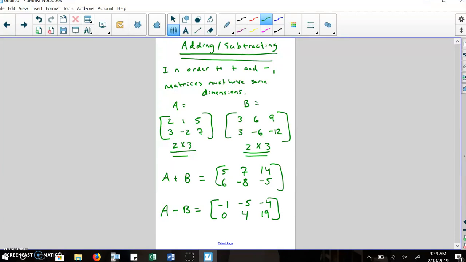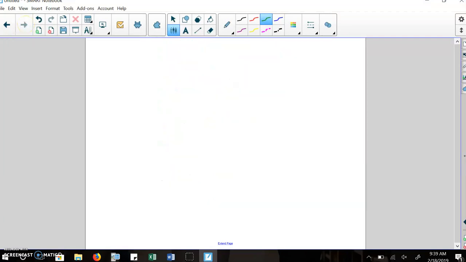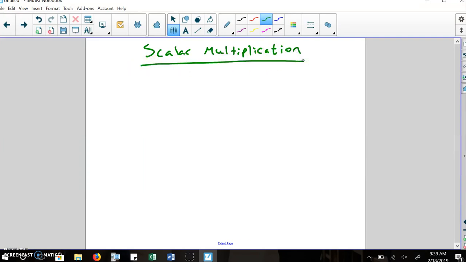One other thing to note for this particular video, we can also do something called scalar multiplication. When you're working with matrices, and again, all this stuff that I'm talking about now is going to come back into play at some point in the unit, which is why we're trying to get some of the basics down right now. So let me display to you real quick what scalar multiplication is. All that means is we're multiplying a matrix by a constant.